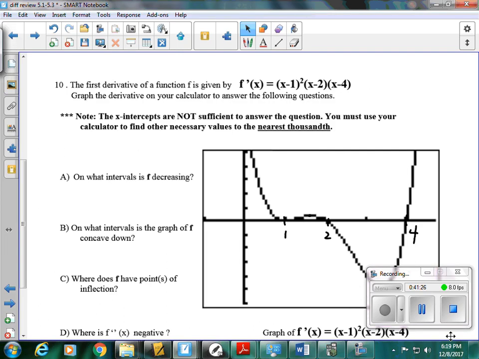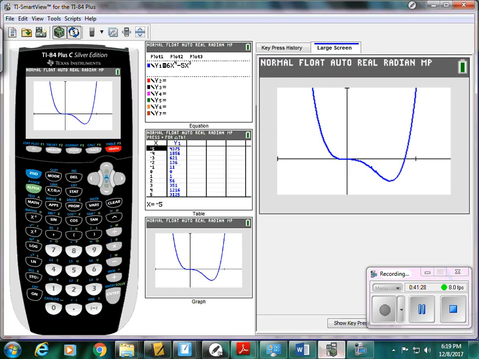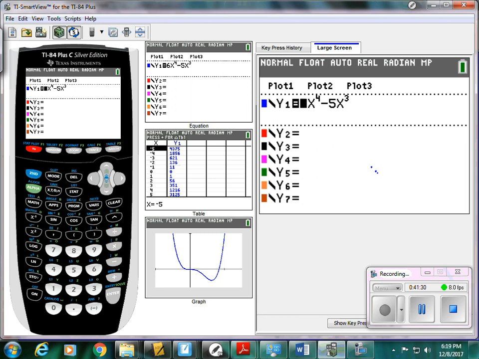Back to the calculator. Go to y equals. So we'll put in the equation of our derivative. We have (x - 1) squared, (x - 2), and times (x - 4). Okay, so that's the derivative in factor form.